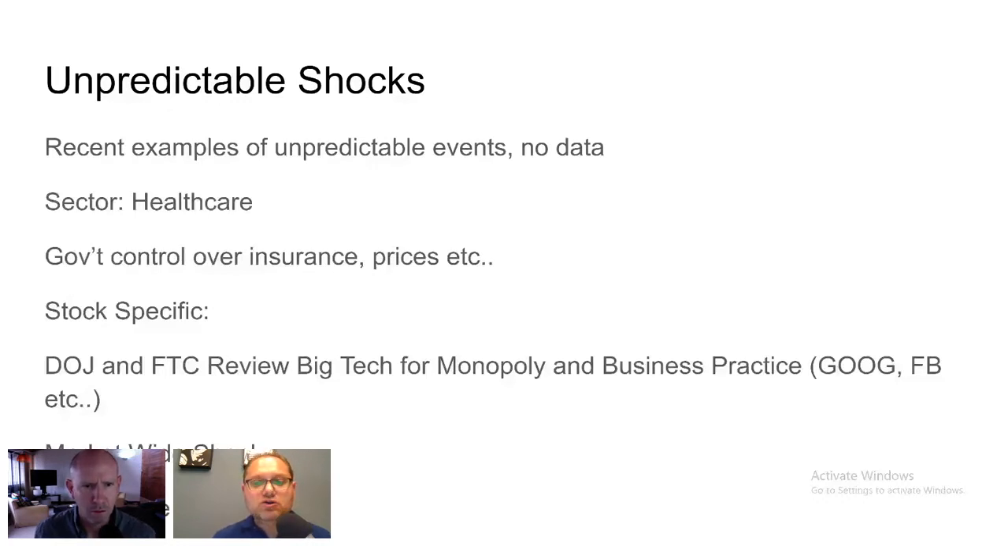A shock could also be sector specific, or it could happen just to a specific stock. The most recent example I could find is Facebook and Google, where the Department of Justice and the Federal Trade Commission said they're going to review the policies and maybe break them up or do something. Nobody could predict that, and it's going to make the stock move. That's why these options are priced a little bit higher, because we don't know. We know those things happen.